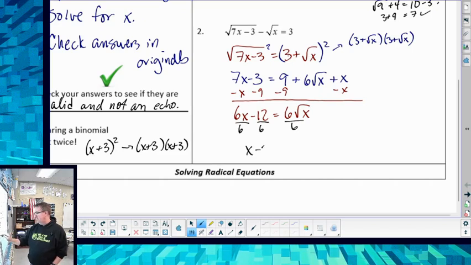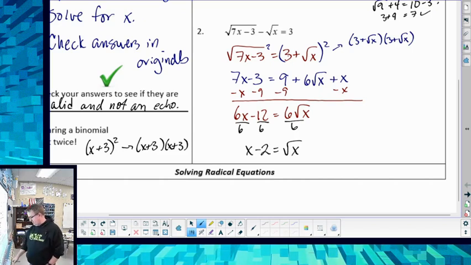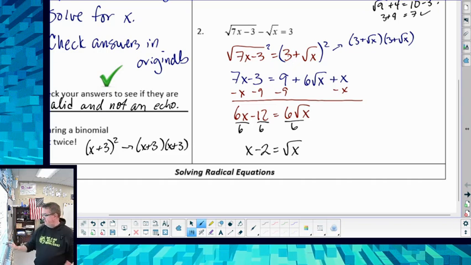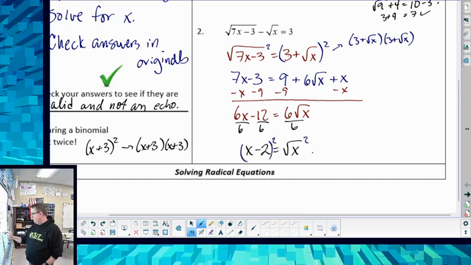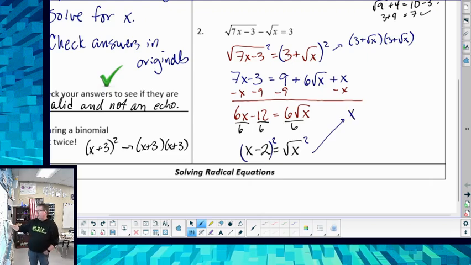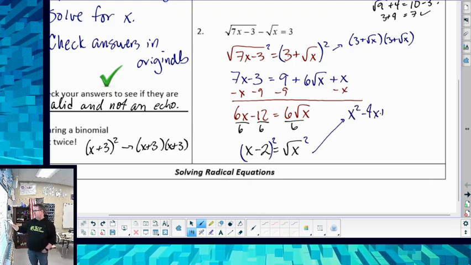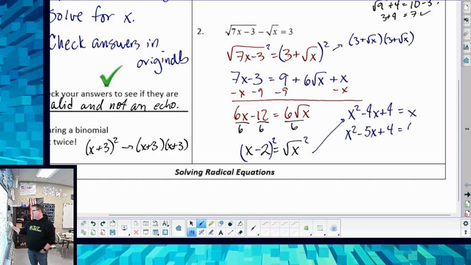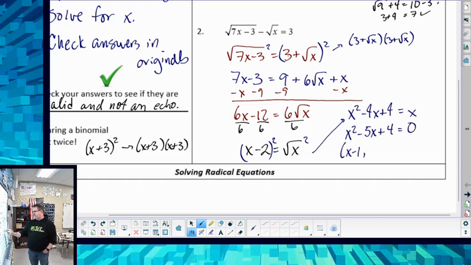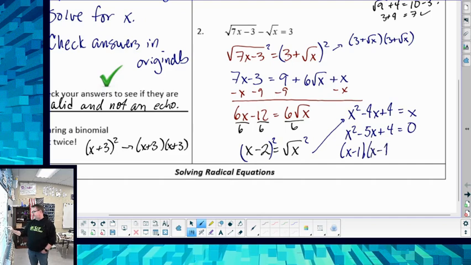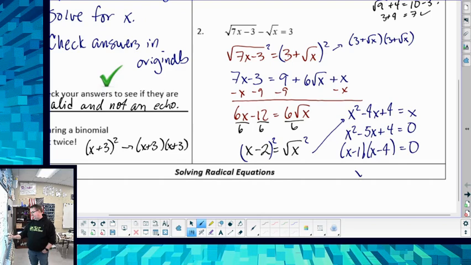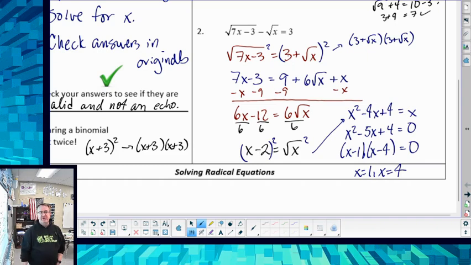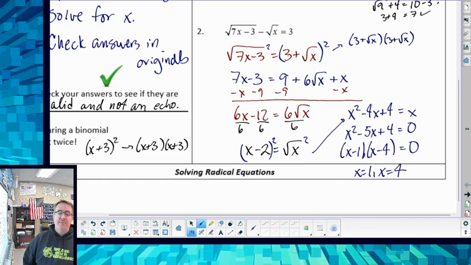So I'm going to get x minus 2 is equal to root x. Now at this point, square it again. Square this side. Square this side. So now I'm going to get x squared minus 4x plus 4 is equal to x. And now it's just like Algebra 1. So all we have to do now is just check your answers. And I may have to erase something.